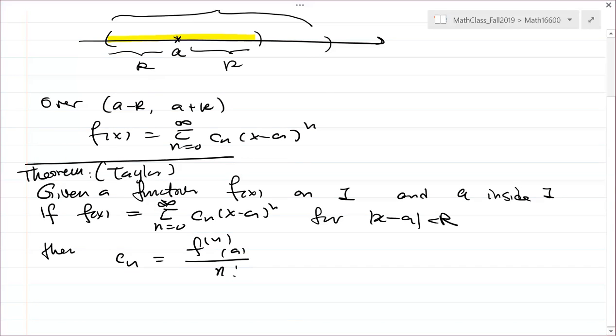Okay, clear. So if the function is defined on some interval, and a is a point, refer to that picture. If a is inside the interval, and we assume that the function can be expressed as a power series for x close to a, then that power series cannot be arbitrary.